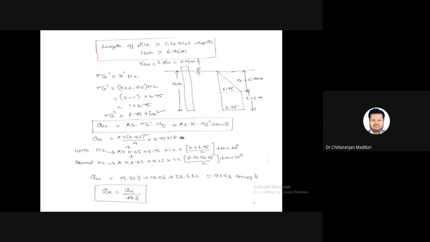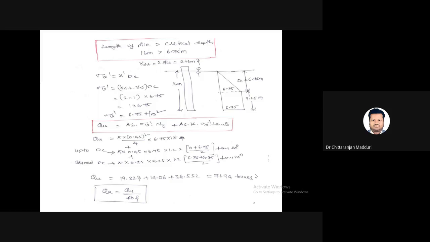Next, the surface area A. Here the average equation changes, so we need to take two components. One is up to critical depth: pi into D 0.45 into length up to critical depth 6.75 into K 1.2 into average coefficient, at top 0, at critical depth 6.75, so (0 plus 6.75) divided by 2 into tan 20 degrees.